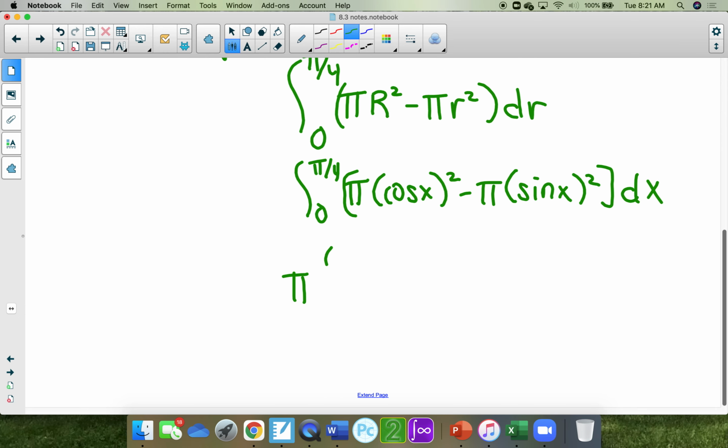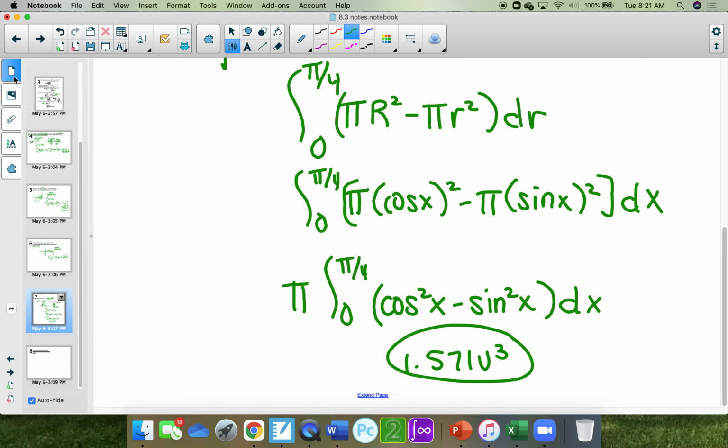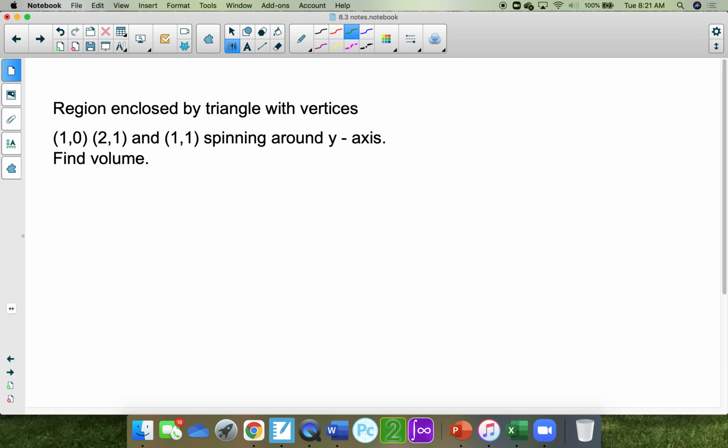So you could take out your pi since they both have a pi. It's the cosine squared x minus the sine squared x dx. And it's going to end up being 1.571 units cubed. That's only when you're using the washer method. Okay, the last one.